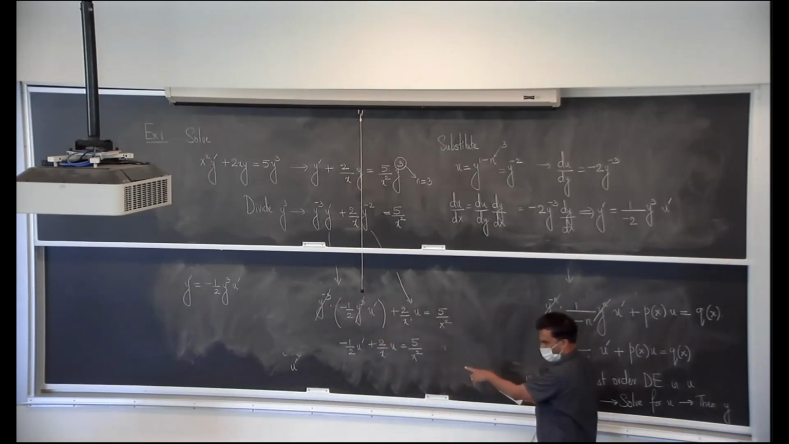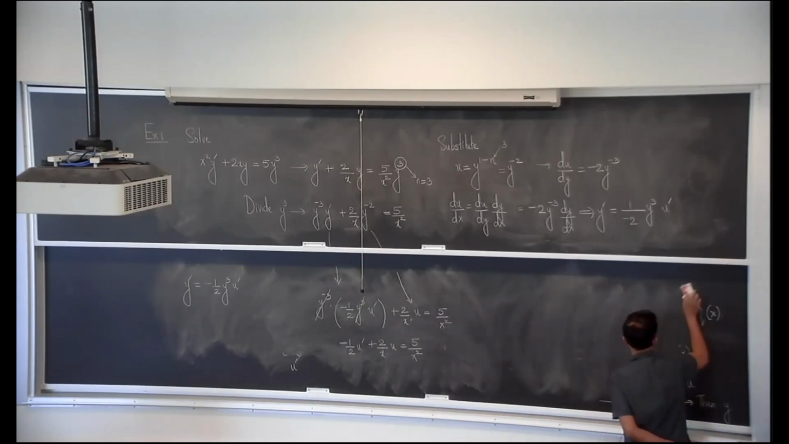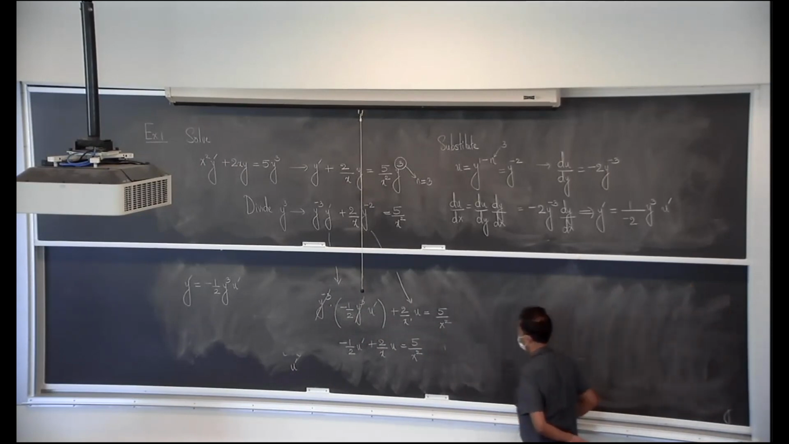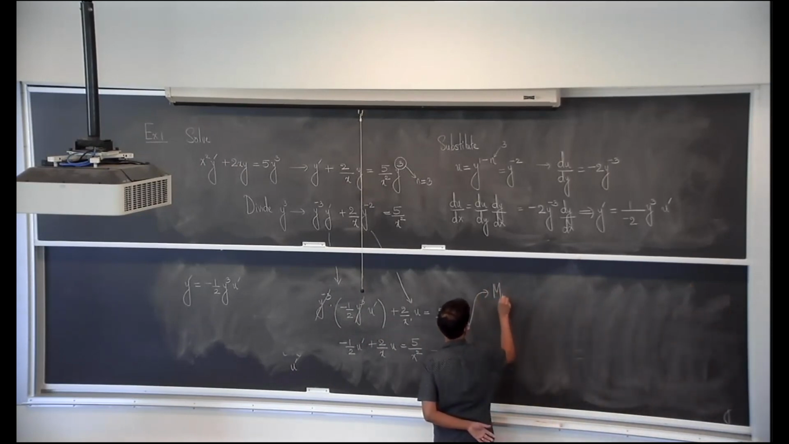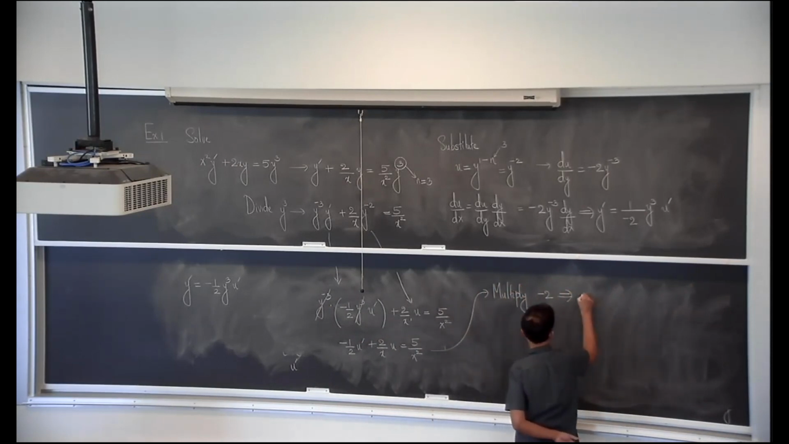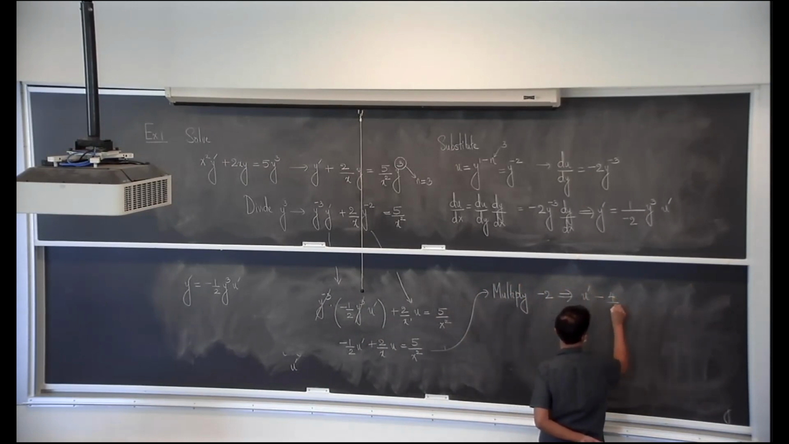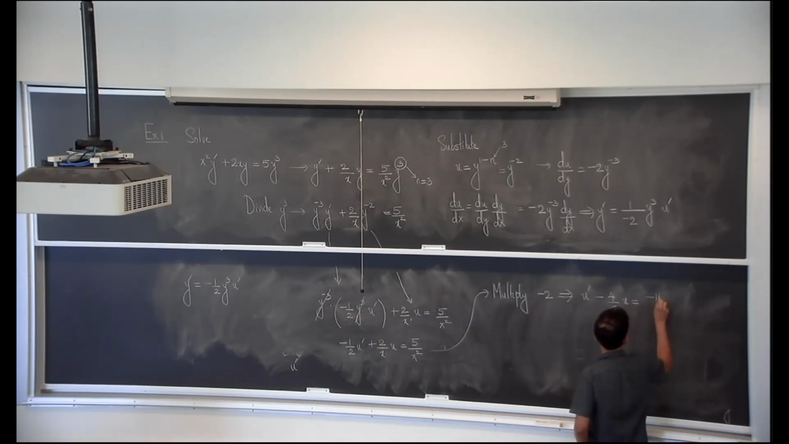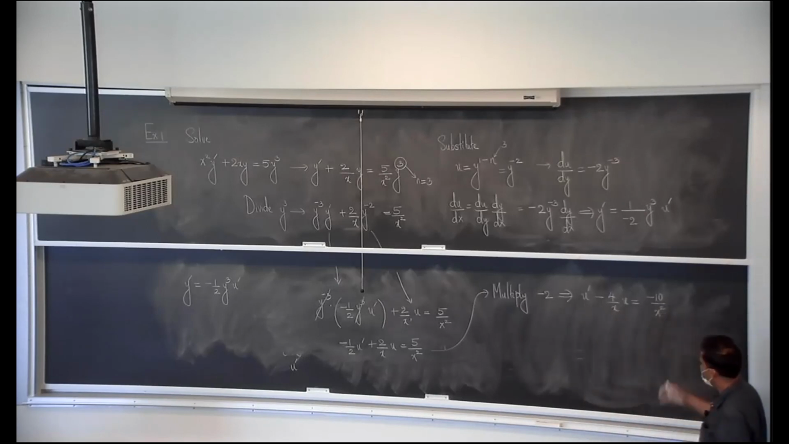That is not in the standard form. Okay, you have to multiply throughout by negative 2. And you get u prime minus 4 over x times u equal to negative 10 over x squared. Now we are back to our comfort zone, right? This is a linear first order equation. That's what we mostly did in section 1.4. Write the integrating factor and solve it.